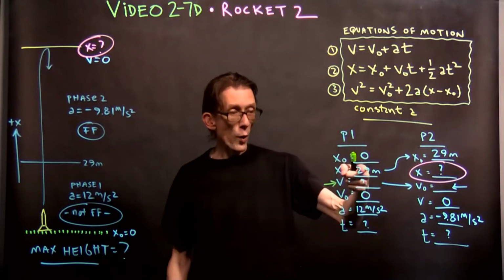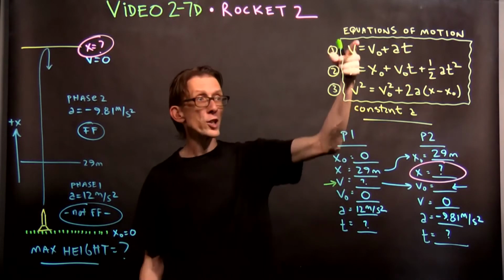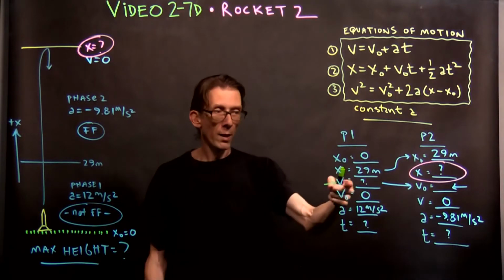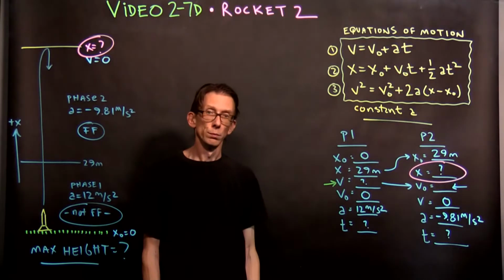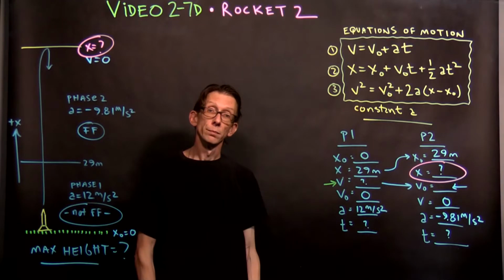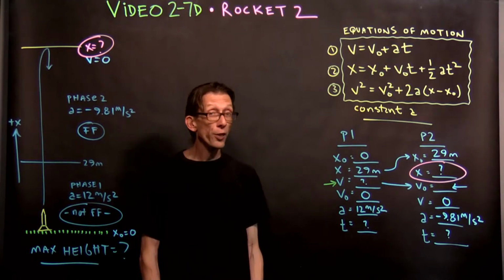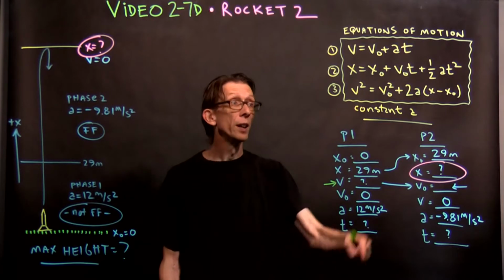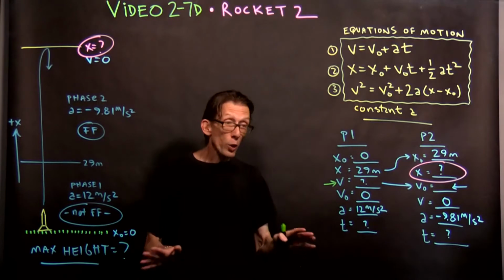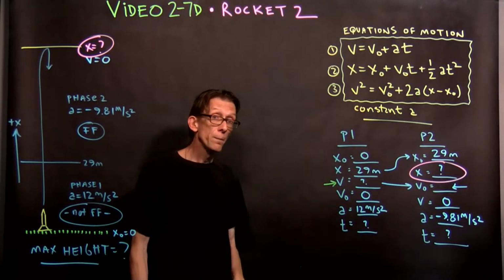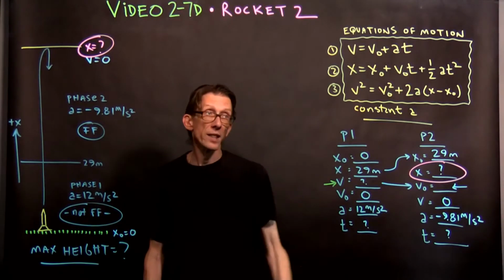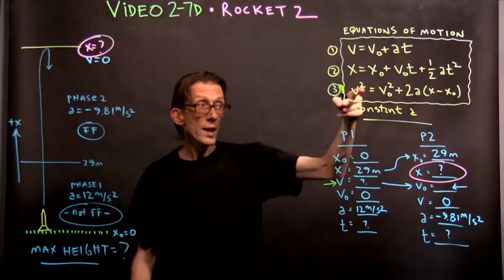We know x naught, we know x, we know v naught, we know a. Which of these 3 equations is going to help us determine v, given what we have? Well, it's not 1 or 2, because we don't know the time for phase 1, and the time shows up in both 1 and 2. It's going to be number 3.